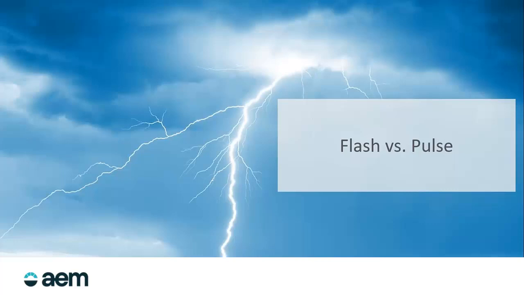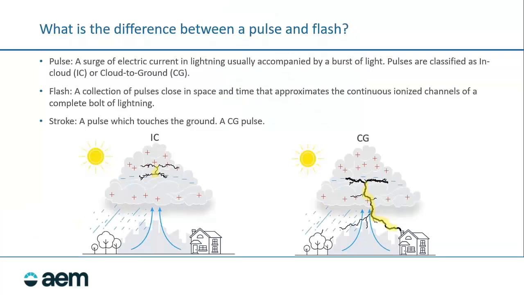Still doing a little bit of lightning 101 when we talk about flashes versus pulses. This is important because when you visualize lightning from Earth Networks within the Contrail platform, you're going to see the option for both pulses and flashes. So it's important to define what they are. A pulse is a surge of electric current in lightning that shows a burst of light, and they can be classified as either IC or cloud to ground. You can think of pulses almost as all those little tentacles that you see coming out from the lightning.